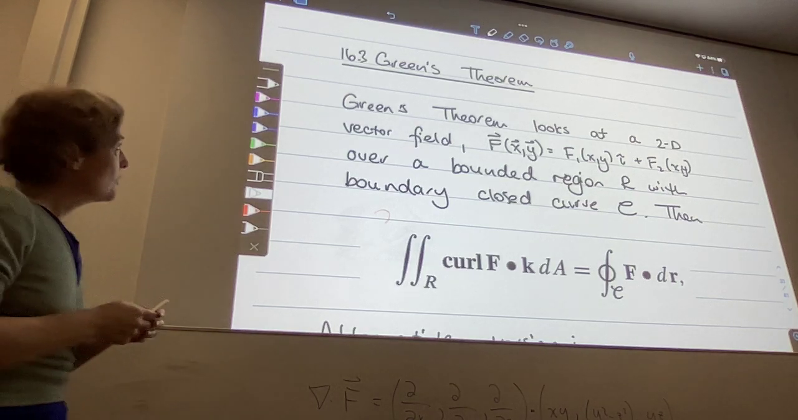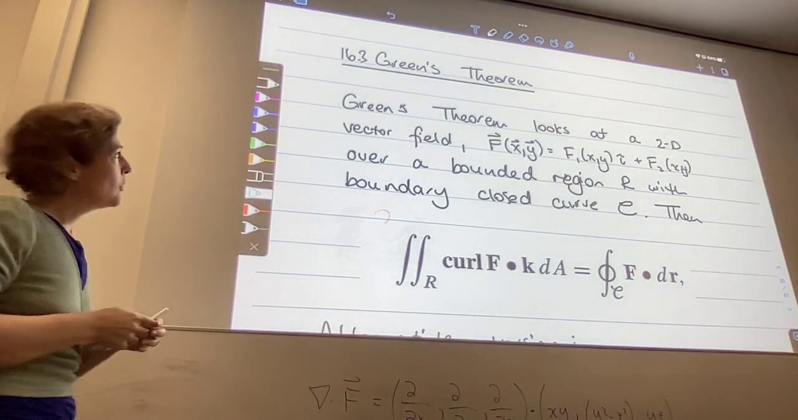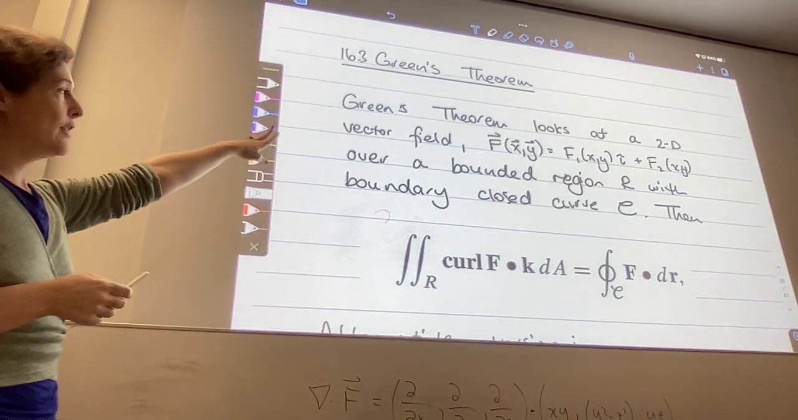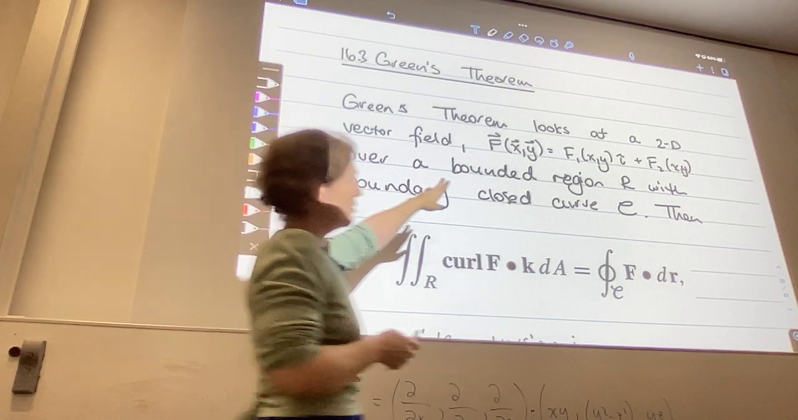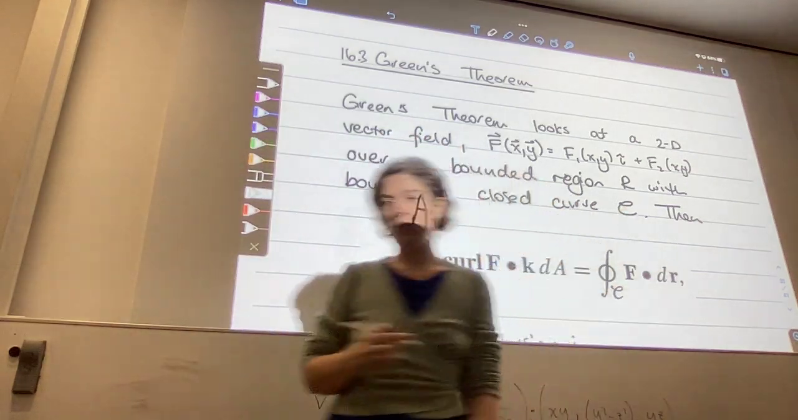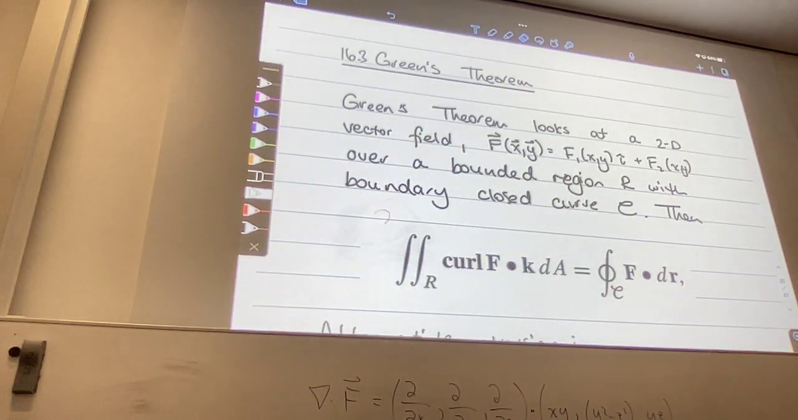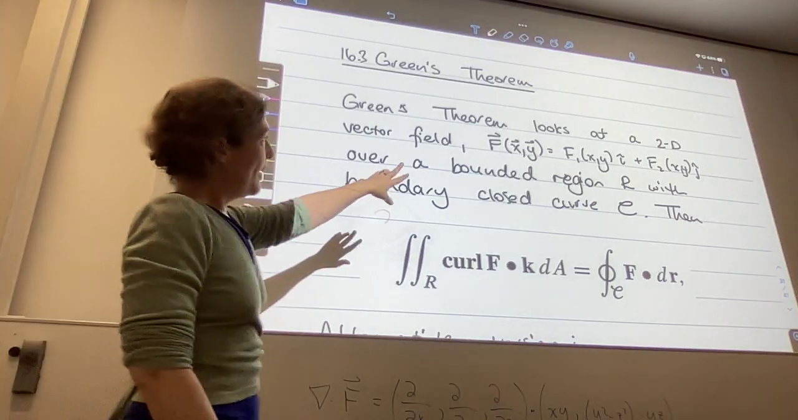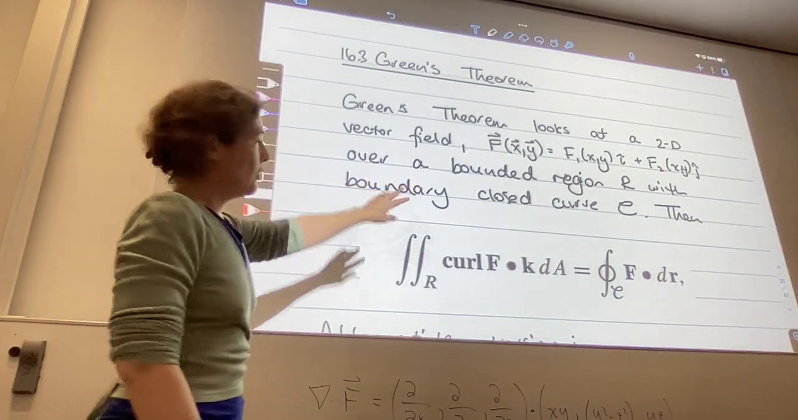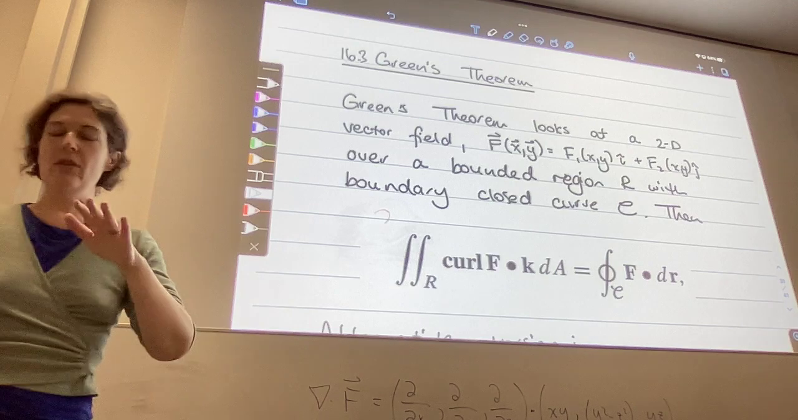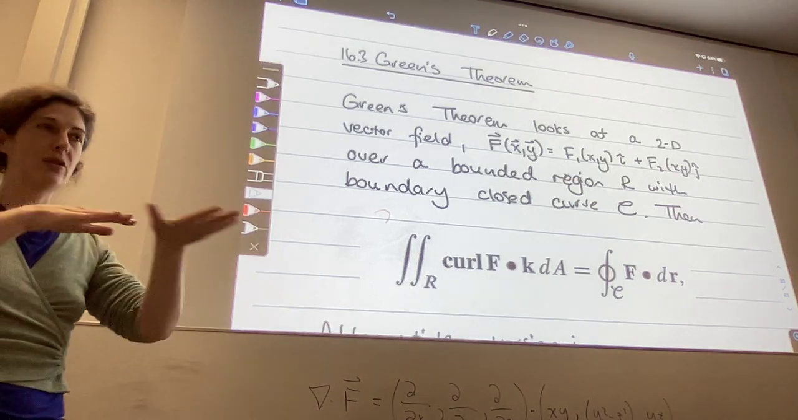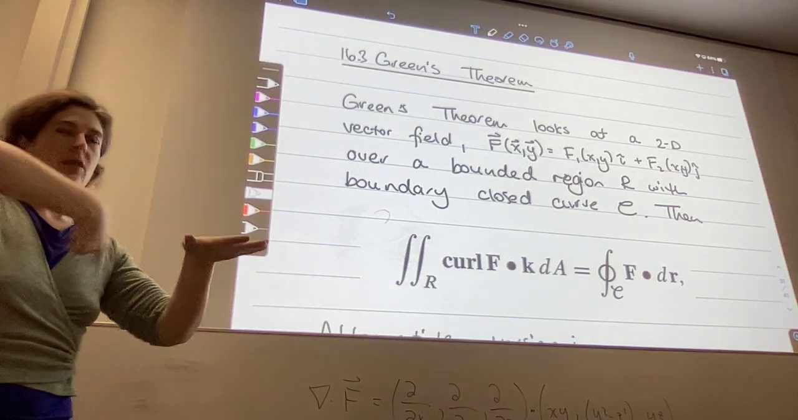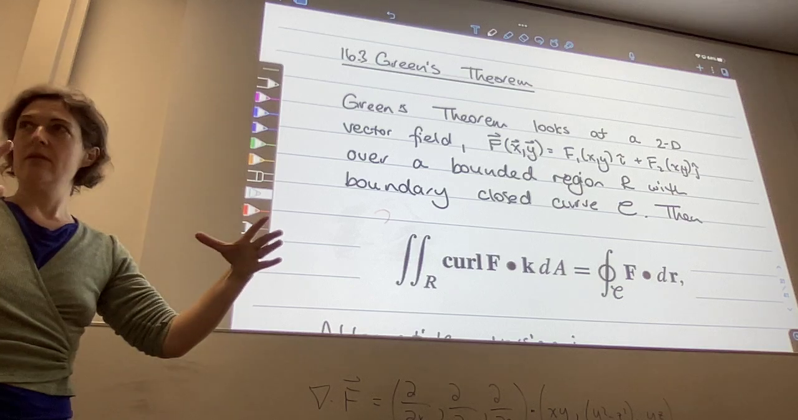In particular, if we look at Green's theorem, it's looking at a two-dimensional vector field, so a vector field that just has x and y components, and it should have a j there, over a bounded region R with a boundary of a closed curve. So we're thinking about some two-dimensional vector field in a region that is bounded.